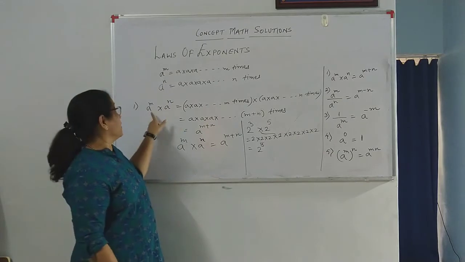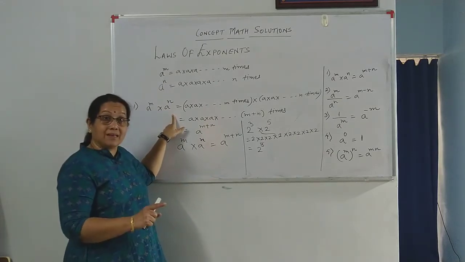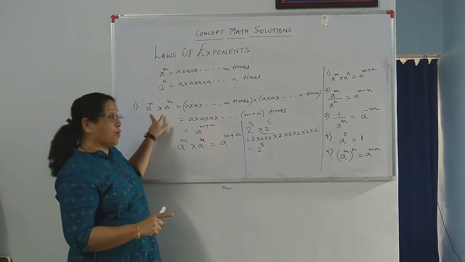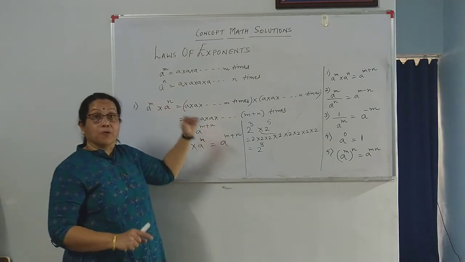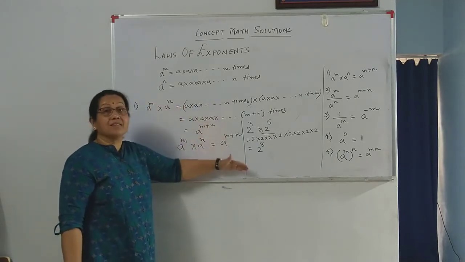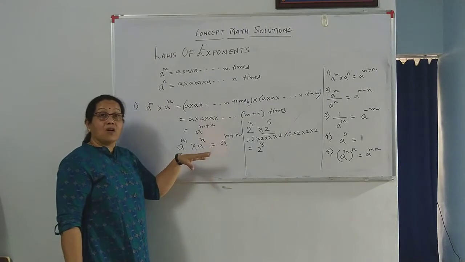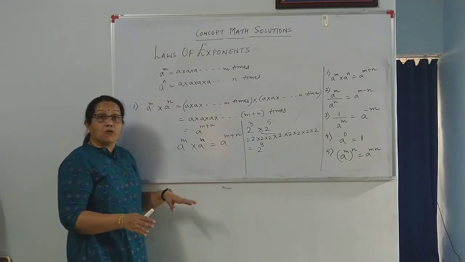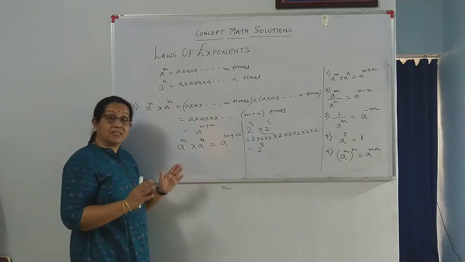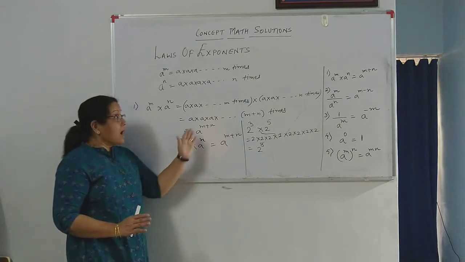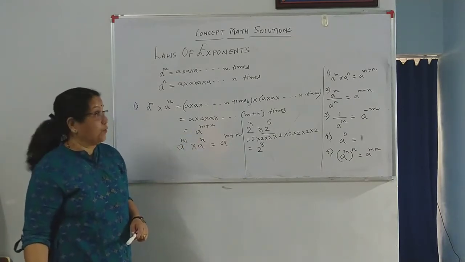Be careful, observe the bases. If the bases are equal, then only when it is product we add the exponents, and understand the reason for that. It is not just a rule without proof. It has proof, it has justification, right? And that is the first law of exponents.